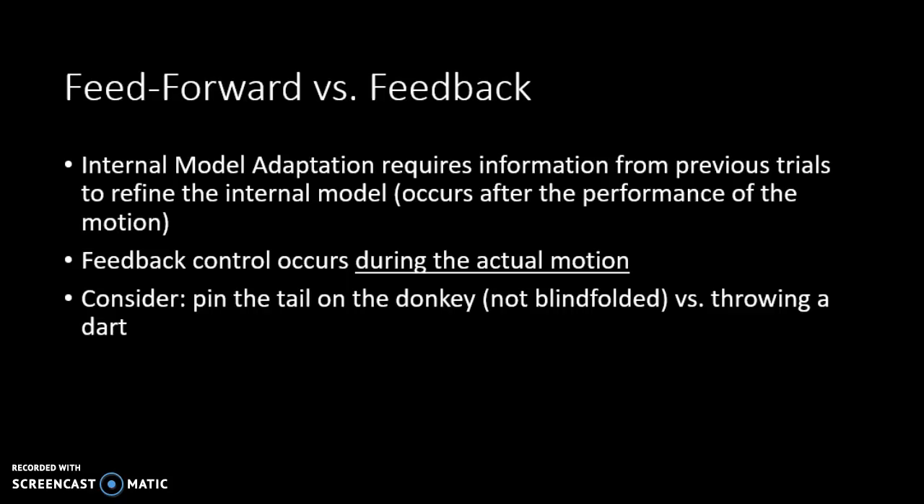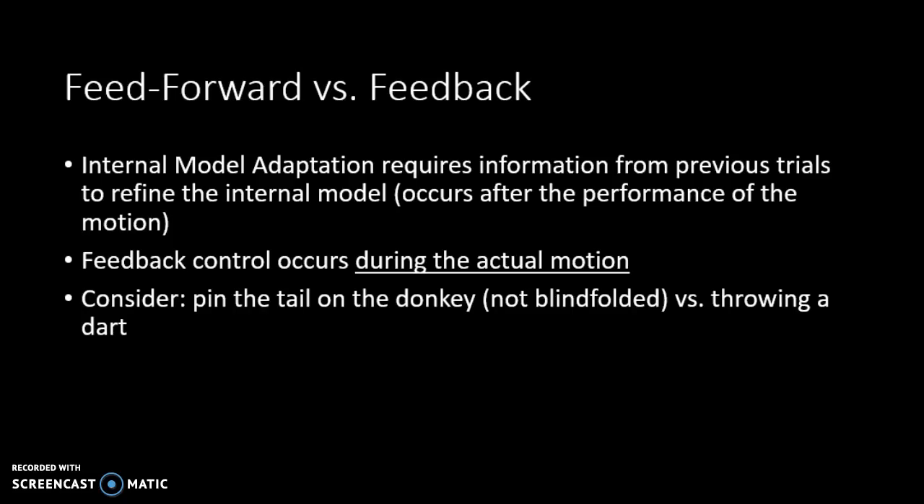So feed forward versus feedback. We have internal model adaptation, which requires information from previous trials to refine the internal model. So this is the feed forward. It occurs after the performance of the motion. So you might think of someone who consistently does something and then makes adjustments. That would be an example of updating the internal model or internal model adaptation. Feedback control occurs during the actual motion. So consider pin the tail on a donkey not blindfolded versus throwing a dart.